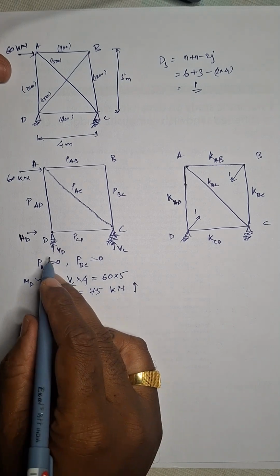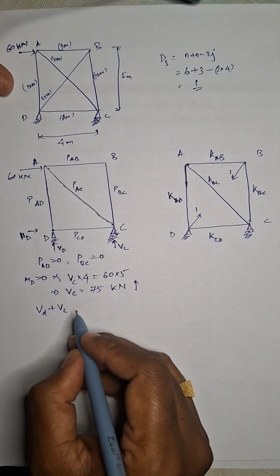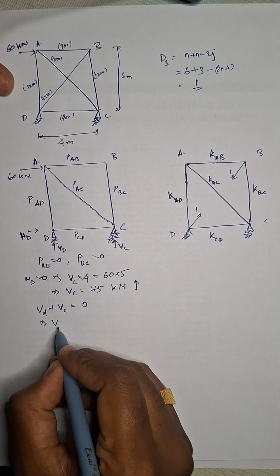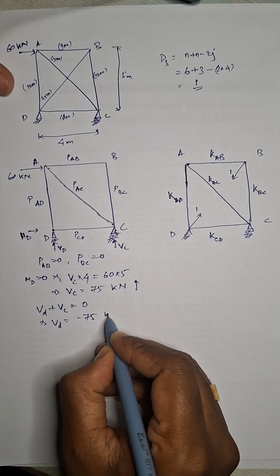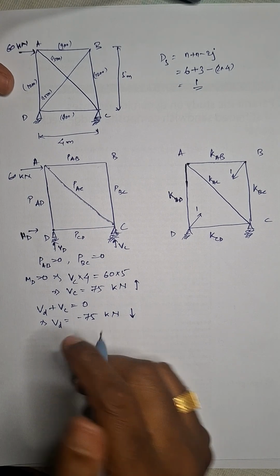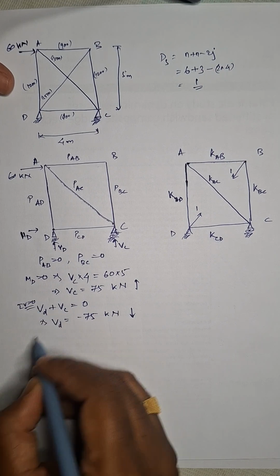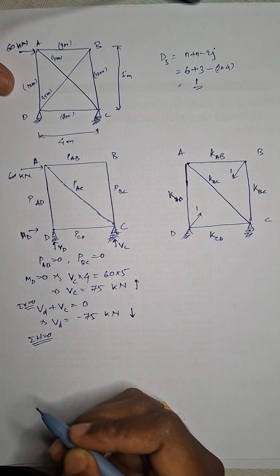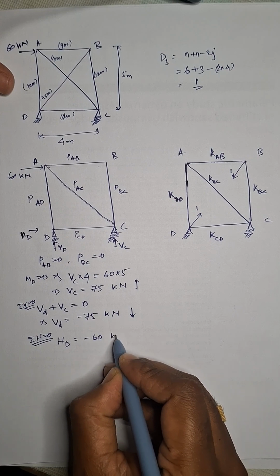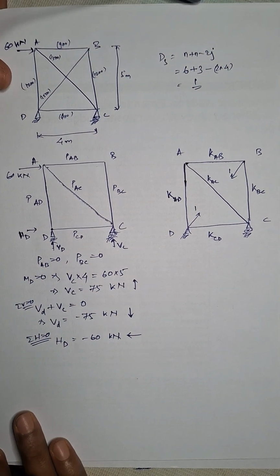Now we need to find VD. Summation of vertical forces equals 0: VD plus VC equals 0, so we will get VD equals minus 75 kilonewton, so the direction is downward. Now we remain with HD. Taking summation of horizontal forces equals 0, we get HD equals minus 60 kilonewton. If it is negative, then the taken direction is wrong. Now this is our direction.